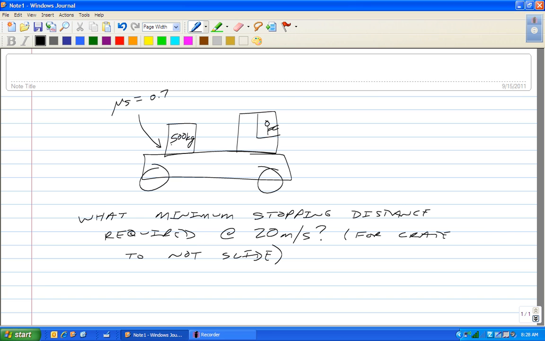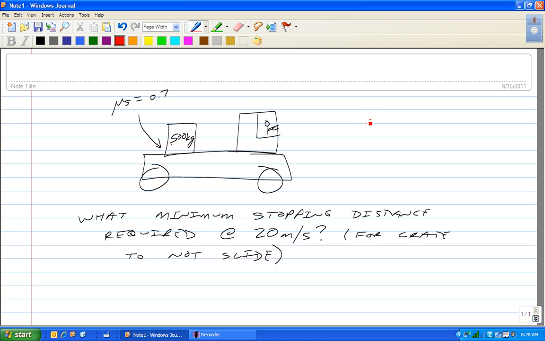Okay, all right. So last time we were doing this problem with the truck and the crate on the back. We're trying to find what minimum stopping distance is required to stop from 20 meters per second with the crate to not slide at all. So what am I going to do first? I've drawn a cute little picture. Now what? Force diagram.